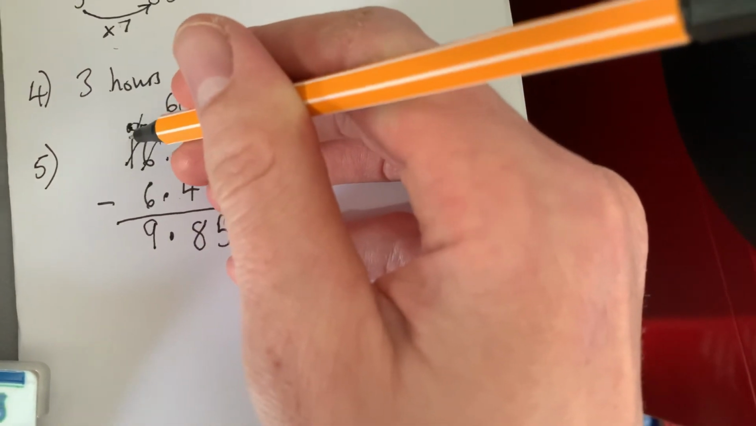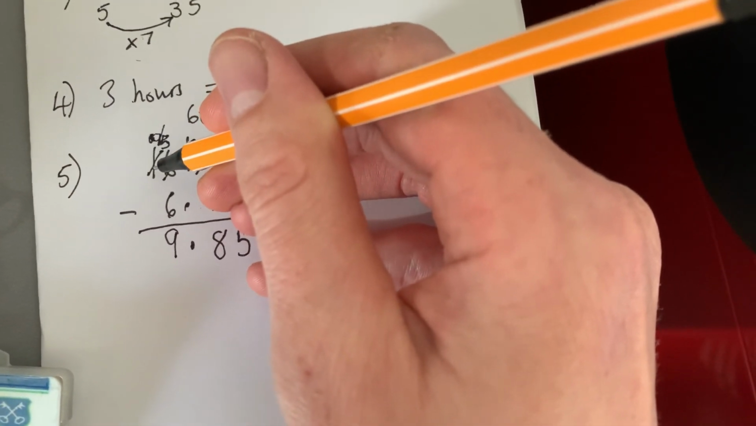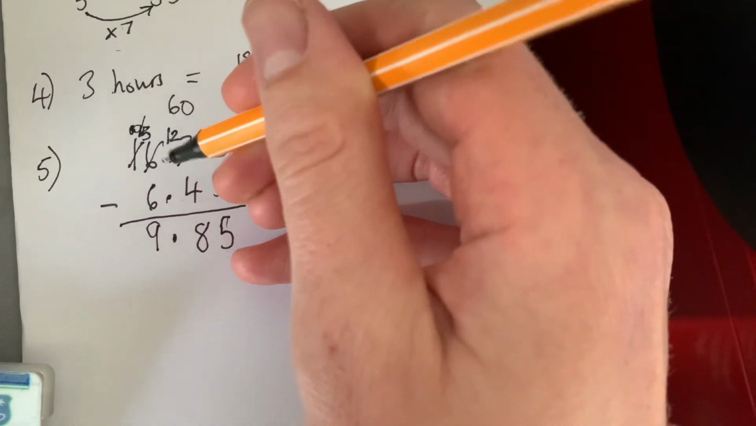Then we've got nothing, so we exchanged our 10 to be 10 1s. So now we've got 9.85 as our answer.